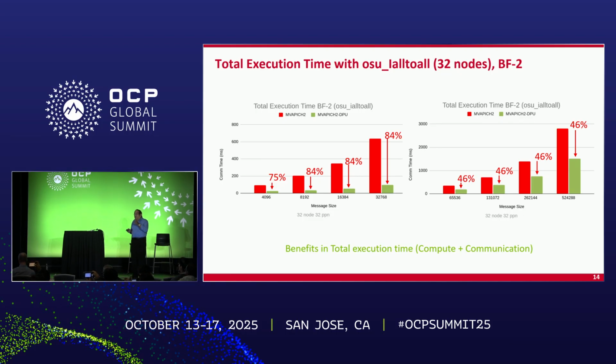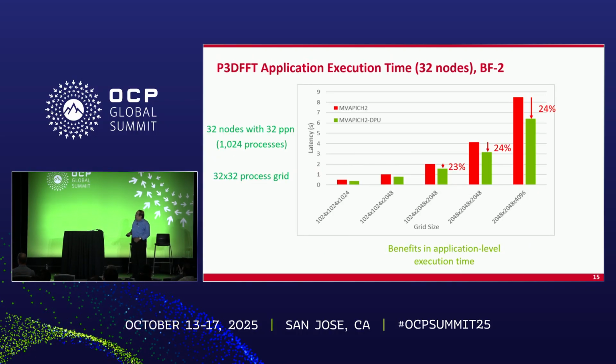And of course, in the non-blocking strategy, communication-only latency is not important. Now computation plus communication matters, and that's what we were able to show. For example, with 32 nodes, 32 ppn, about 1,000 core experiments, you can get 46% benefit. But then the application also has to be modified.